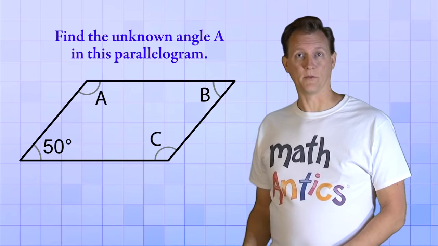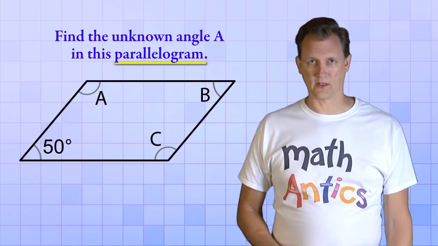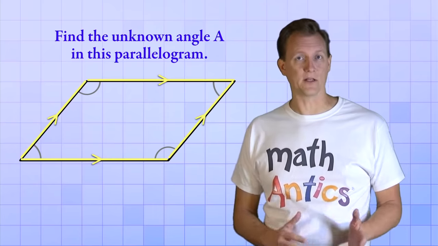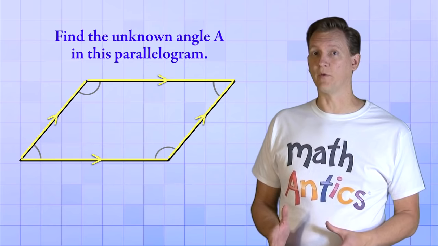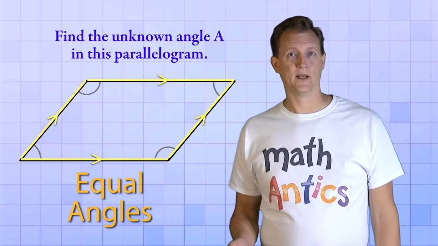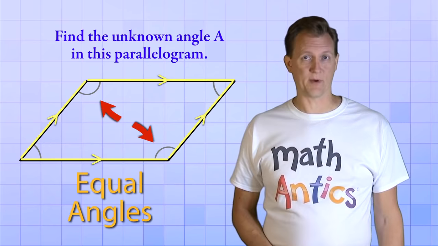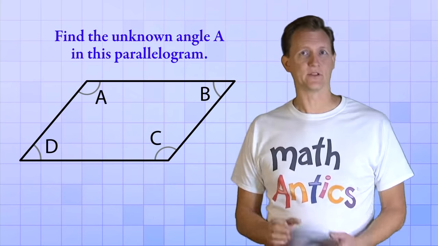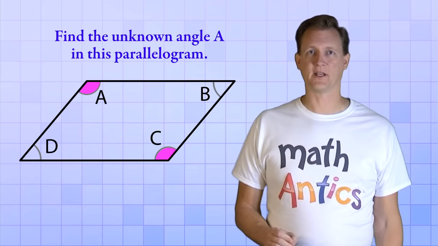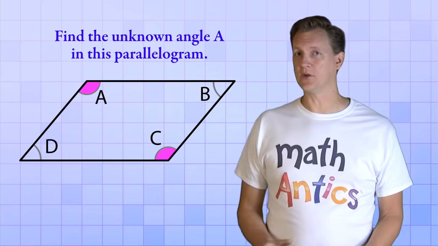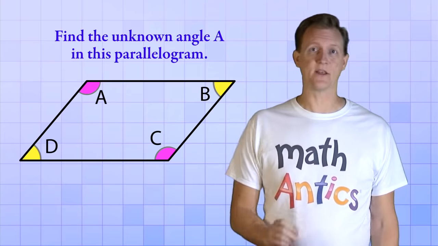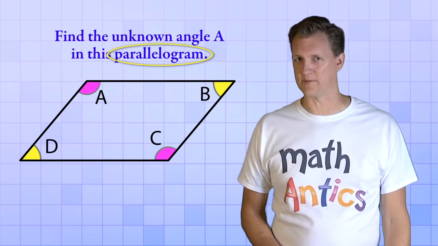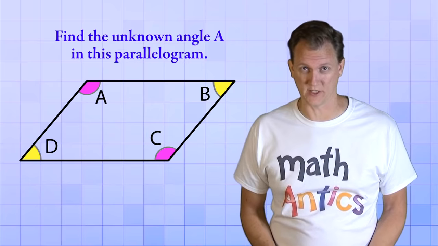To solve this problem, we need to know an important fact about parallelograms. Because parallelograms are always made from pairs of parallel sides, that means they also form pairs of equal angles. It's the opposite angles that form these pairs. For example, in this parallelogram, the angles A and C are equal because they're on opposite corners, and the angles B and D are equal because they're on opposite corners. Now remember, this is only true for parallelograms. This won't work for things like trapezoids.